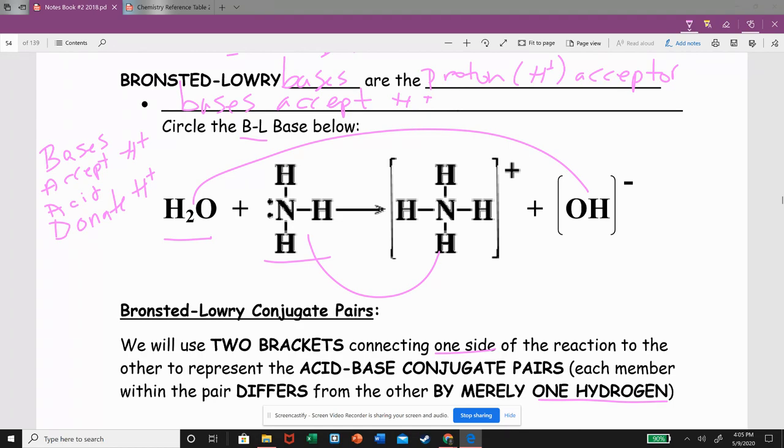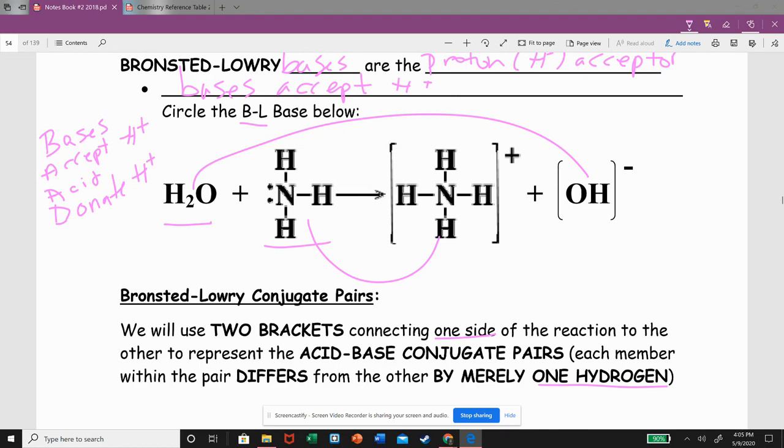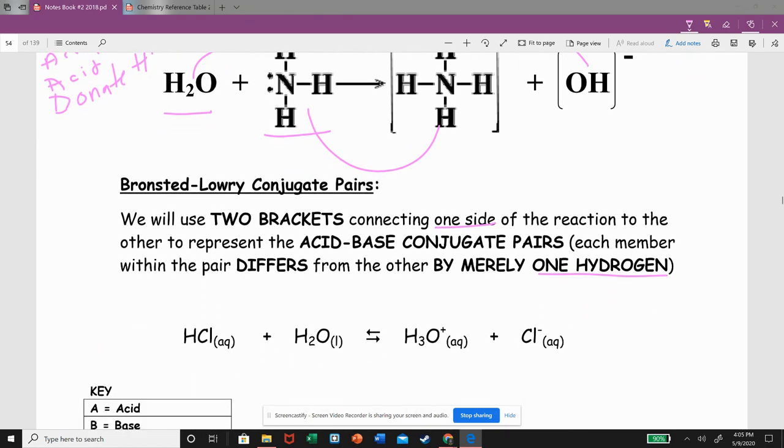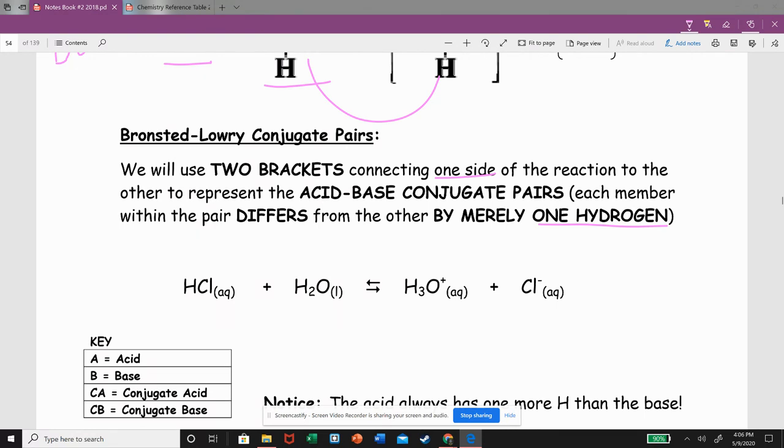Right? An acid has to have extra hydrogen, because that still works with the other Arrhenius theory. So now let's use brackets. HCl has got to connect to something on the other side of the arrow, and it has to differ from HCl by only 1 hydrogen. So that's going to be the Cl minus. It only differs from hydrochloric acid, HCl, by 1 hydrogen. And H2O and H3O differ by 1 hydrogen.